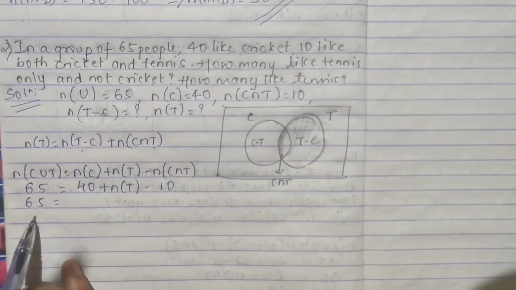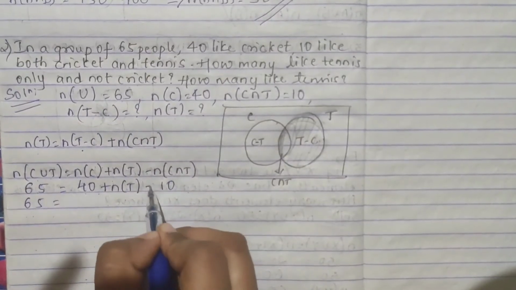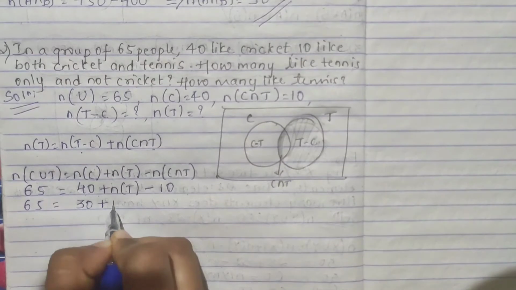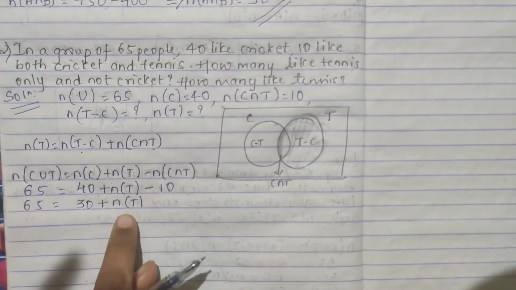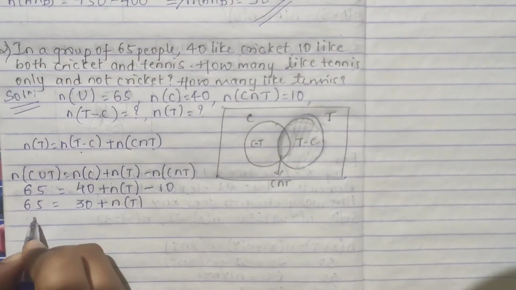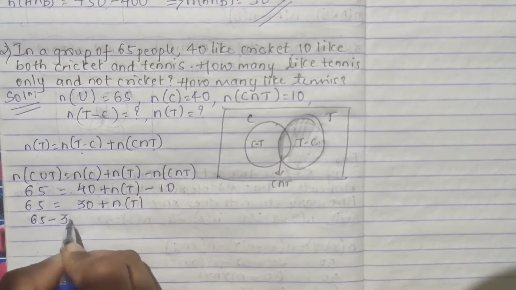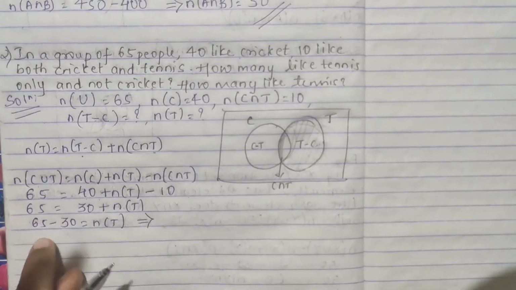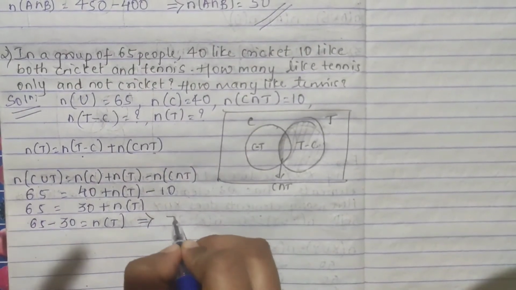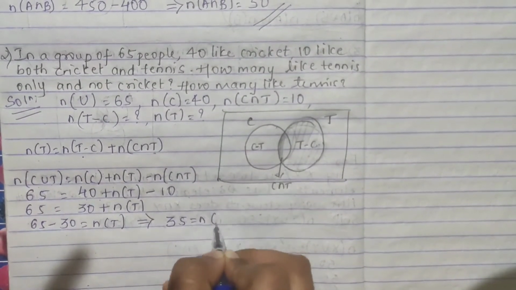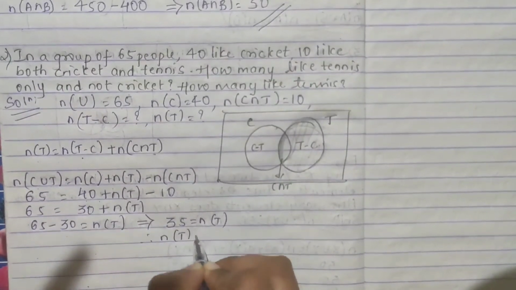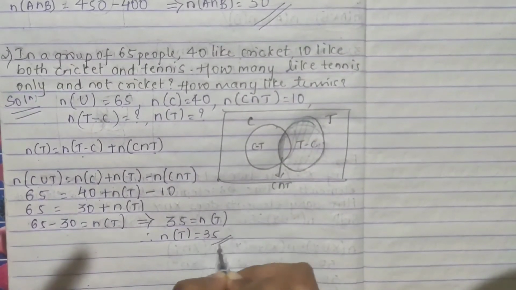So now what I'll do? Keep my first 65 here, 40, and here it is C minus 10. It is 40 minus 10 is 30 plus N of T. To find N of T only, 30 you take to the other side. So 65 minus 30 N of T. 65 minus 30 is how much? 35, right? So N of T you're getting 35. You can write it normally like N of T is equal to 35. So you got N of T.